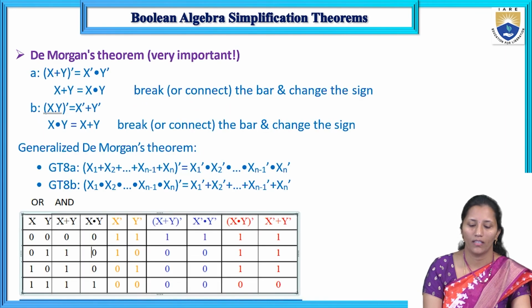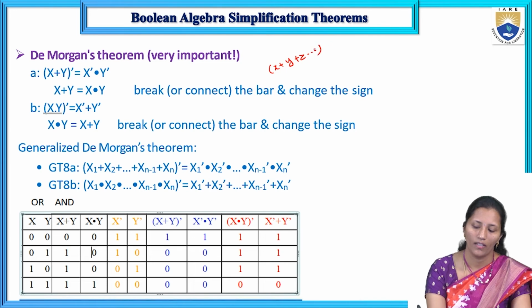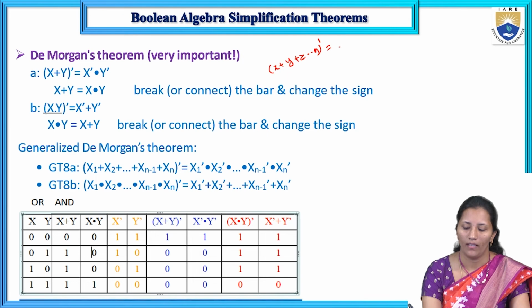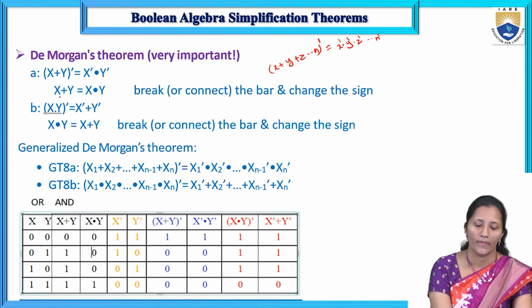Now De Morgan's theorem. In De Morgan's theorem, the complement of the sum of the variables, suppose I am taking n variables, is equal to the AND operation of the individual complements of the variables. So that is x bar into y bar into z bar up to n bar. If we take two variables, x plus y whole bar is equal to x bar dot y bar.